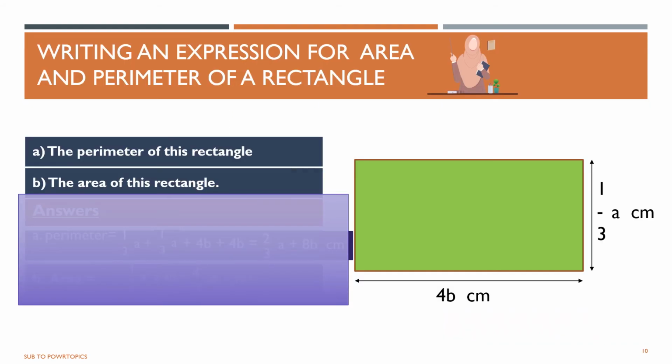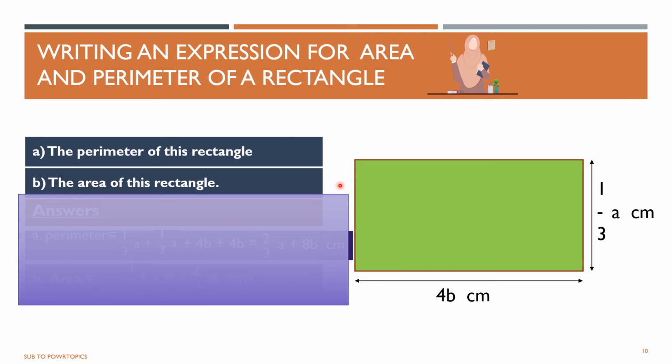Writing an expression for the area and perimeter of a rectangle. Question A. We need to write an expression for the perimeter of this rectangle. Do you still remember what a perimeter is? In perimeter, we need to add all the sides. So if this length is 4b, the opposite side will also be the same, 4b. And here, if the width is 1/3a, the opposite side will also be 1/3a. And next we have to find the area of this rectangle. So for area, we need to multiply the length and the width.